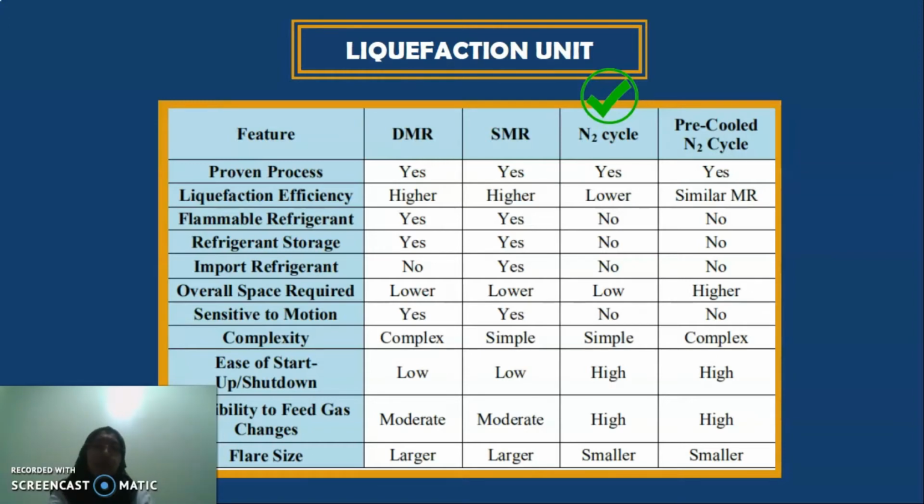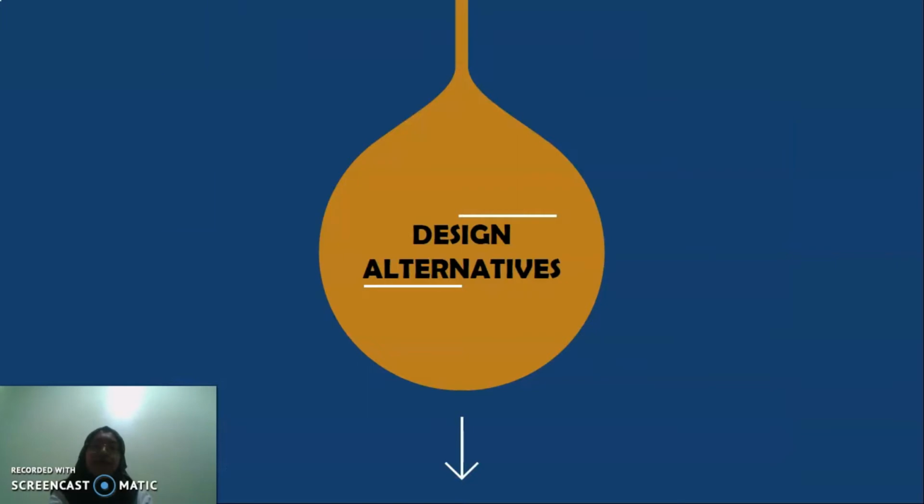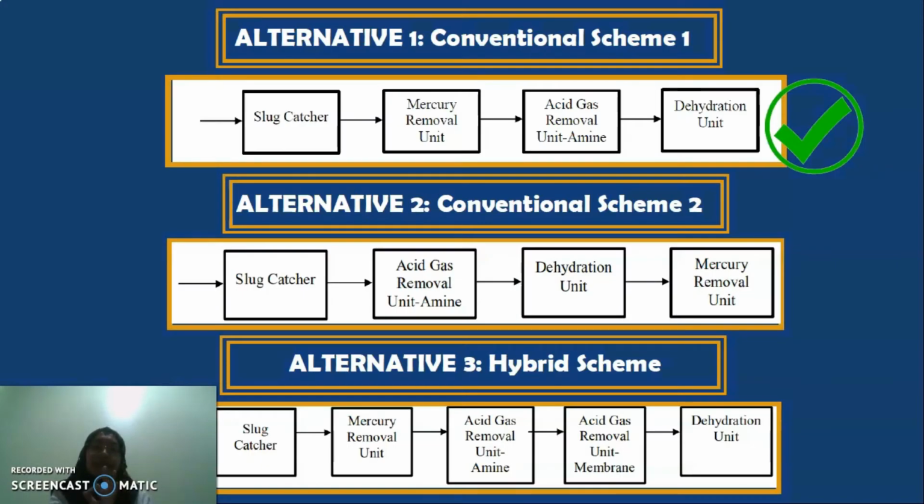Next, I proceed with design alternatives. There are 3 design alternatives, and we decided to choose the first alternative. This is because we need to remove mercury first, instead of acid gas and water. The effect of acid gas and water is not as adverse as that of mercury. Therefore, we will install a mercury removal unit, acid gas removal unit, and dehydration unit. So we will cancel alternative 2.